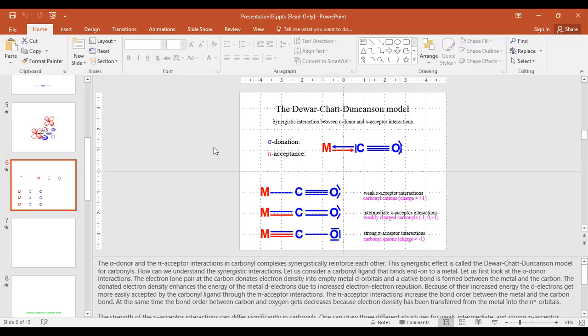Okay, so now let's move over from the carbonyls that have an even number of valence electrons to those that have an odd number of valence electrons.